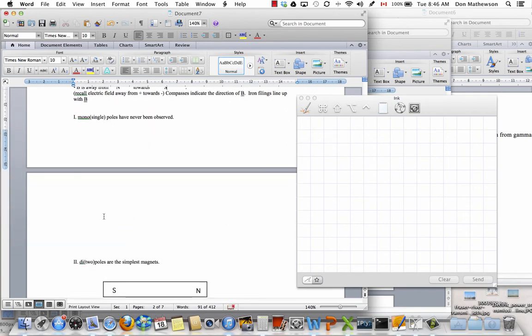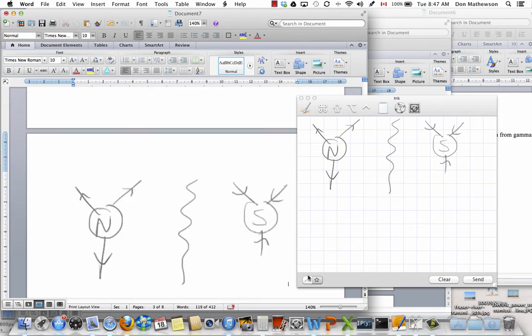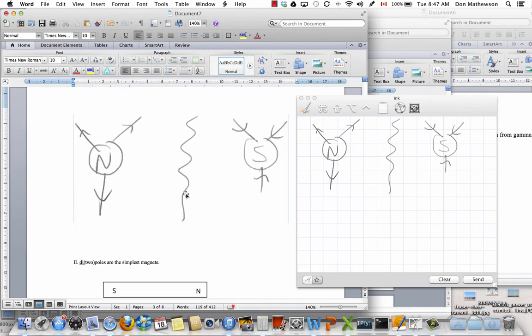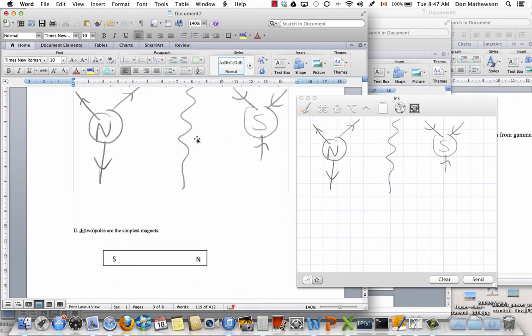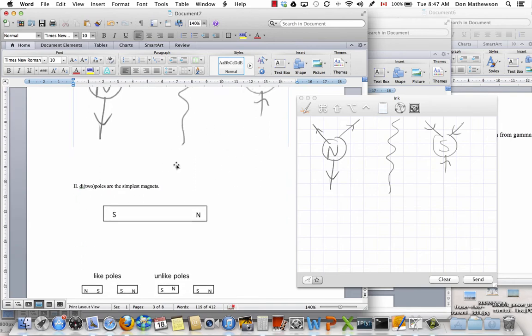So first off, we've never actually observed magnetic monopoles. So we've never seen a single north by itself. But if we did, it would look like that. A single south by itself, we would have field lines coming in towards the south. But again, those have never been observed in nature. We think they exist because charge monopoles exist, but we've never managed to observe them.